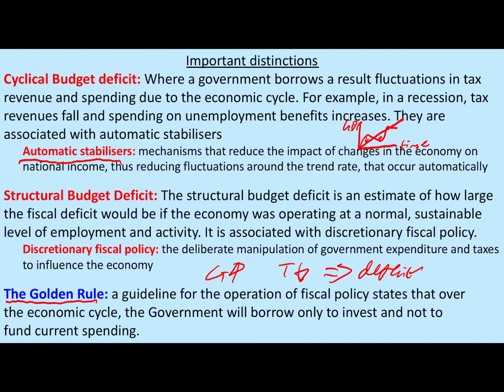This golden rule was brought in by Gordon Brown when he was Chancellor of the UK government in the late 90s, but it was removed in the aftermath of the financial crisis because clearly lots more borrowing needed to take place in order to stimulate the economy and get output increasing again.